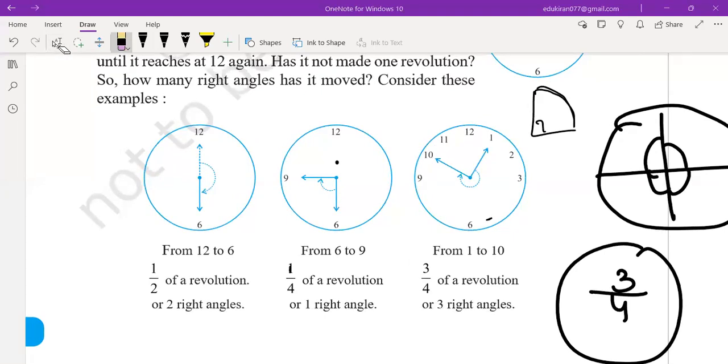In the last class, I told you to bring your measurement tools. So I hope you bought them, like the compass and everything. Yes, ma'am.